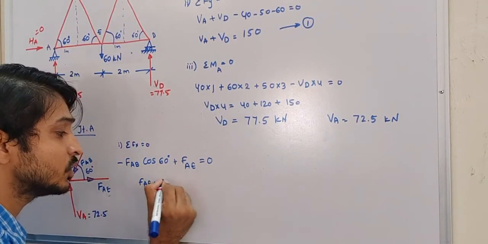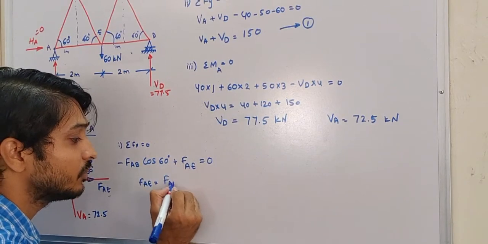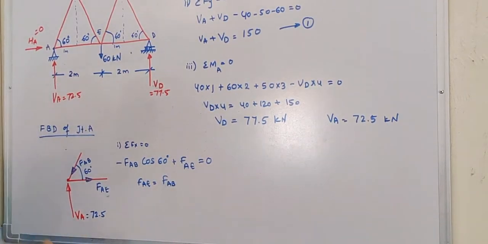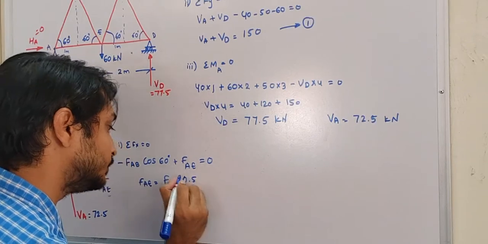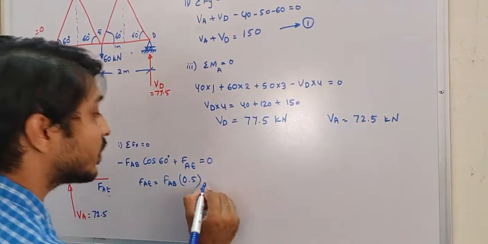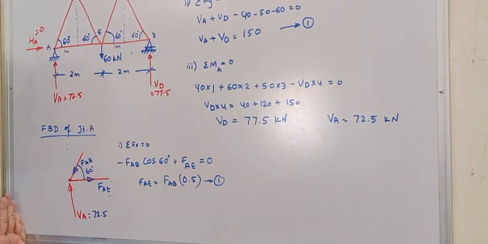FAE is equal to FAB cos 60. Cos 60 is how much? Cos 60 is 1 by 2. So that is 0.5 FAB. Let me call this equation number 1.